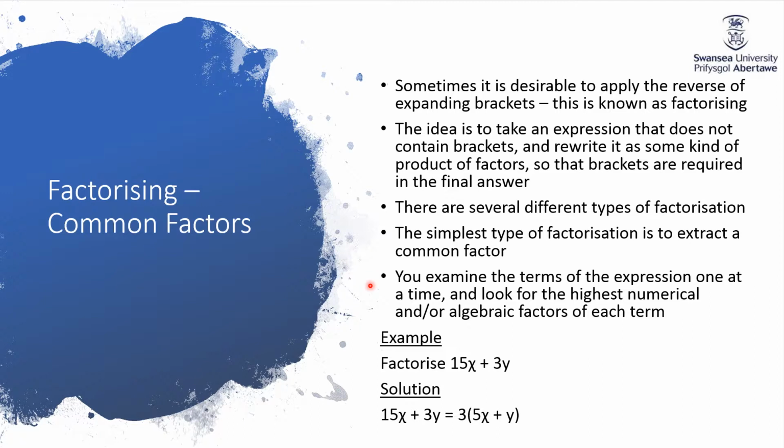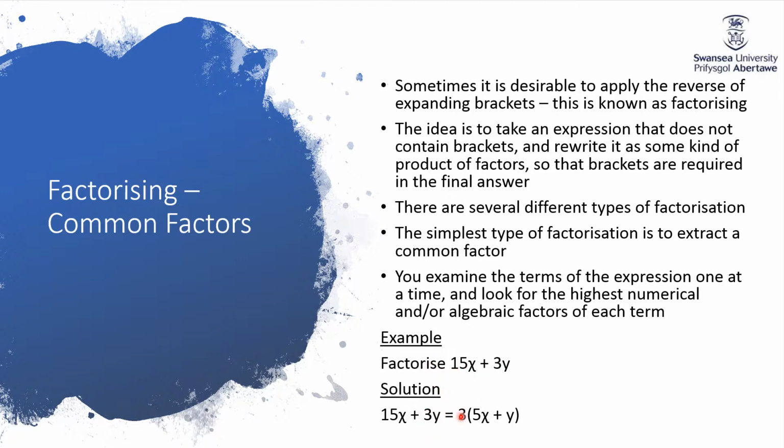You examine the terms of the expression one at a time and look for the highest numerical and/or algebraic factors of each term. So let's look at an example so that makes a little more sense. Here we're told to factorize 15x plus 3y. Now there are no algebraic common factors. However, we do know that there is a common factor in 15 and 3. So let's try and pull out the highest common factor, which of those two numbers is 3, because 15 is a multiple of 3.